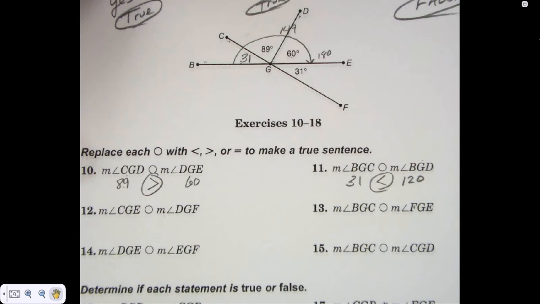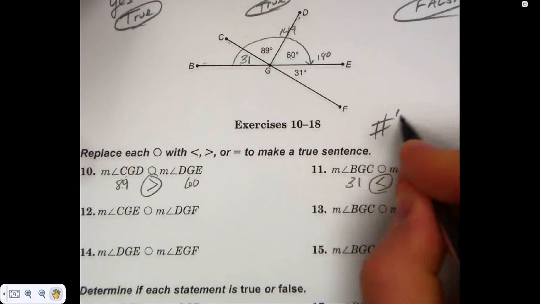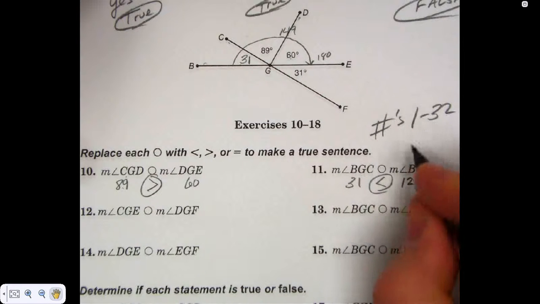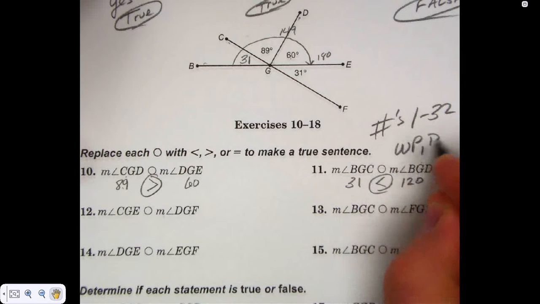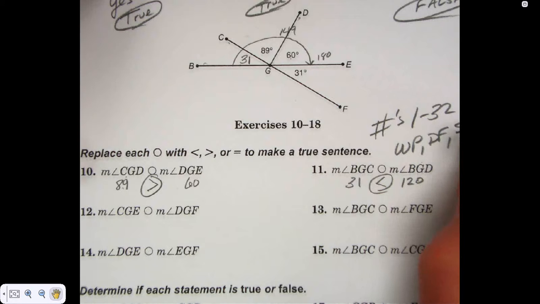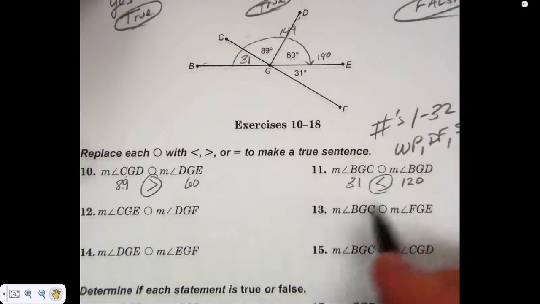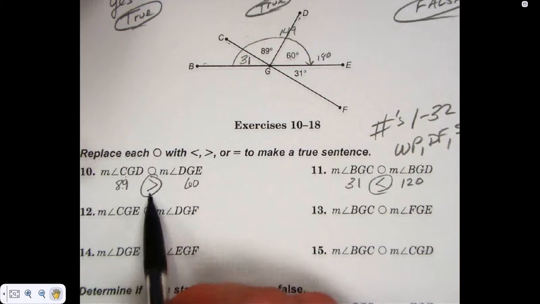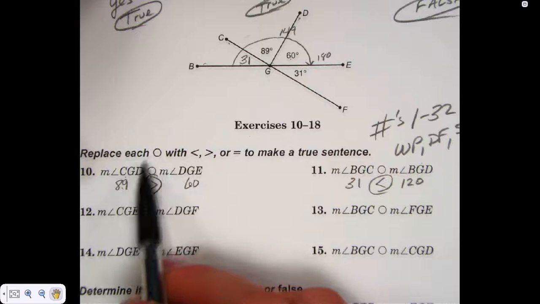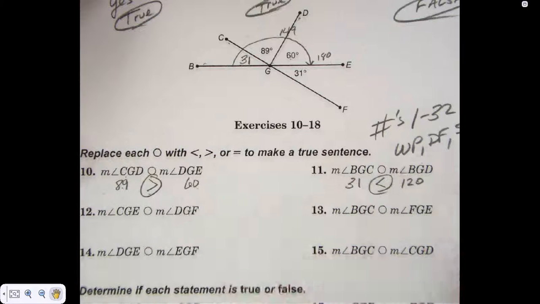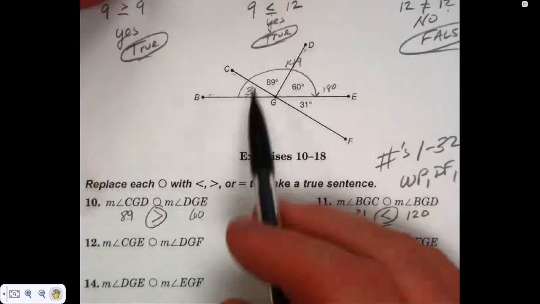You guys think you can do this? All right, we're going to do numbers 1 through 32. This is key: write problems. And this is key: draw figures. Show all steps and work. Do not give me just a greater than. Write this out. Put that in the middle. Circle it. Do like what I'm doing.